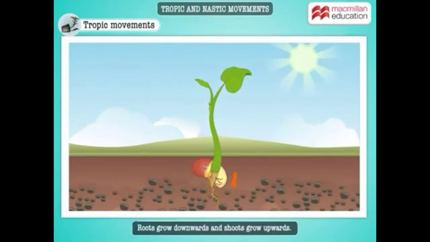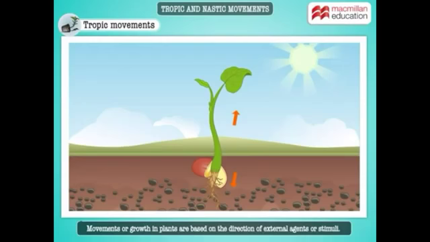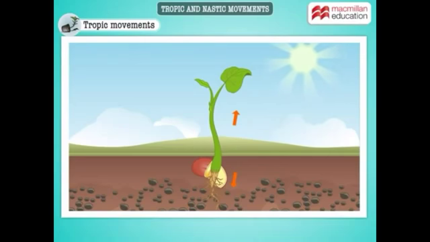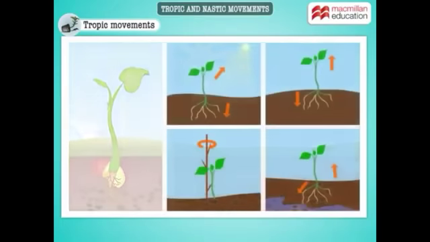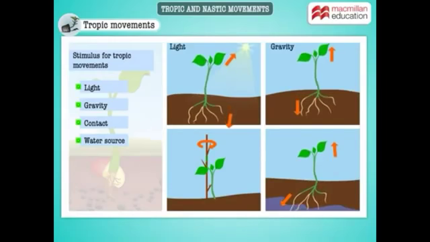Roots growing downwards and shoots growing upwards is a common phenomenon in plants. These movements or growth in plants are based on the direction of external agents or stimuli. A stimulus may be an external agent such as light, gravity, contact, or source of water.